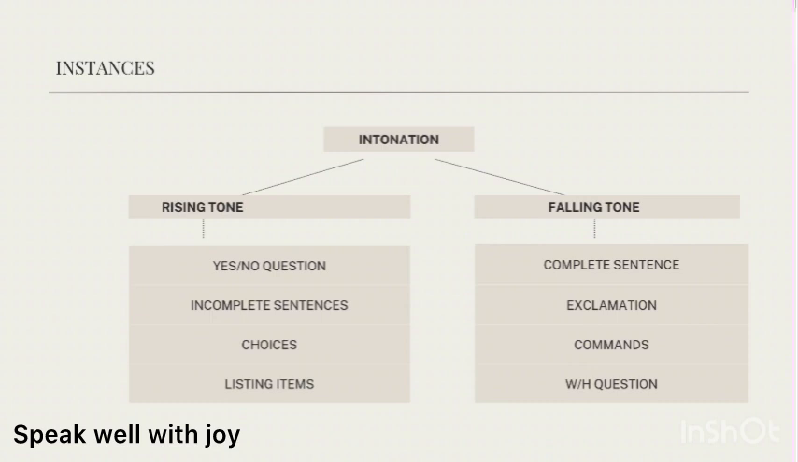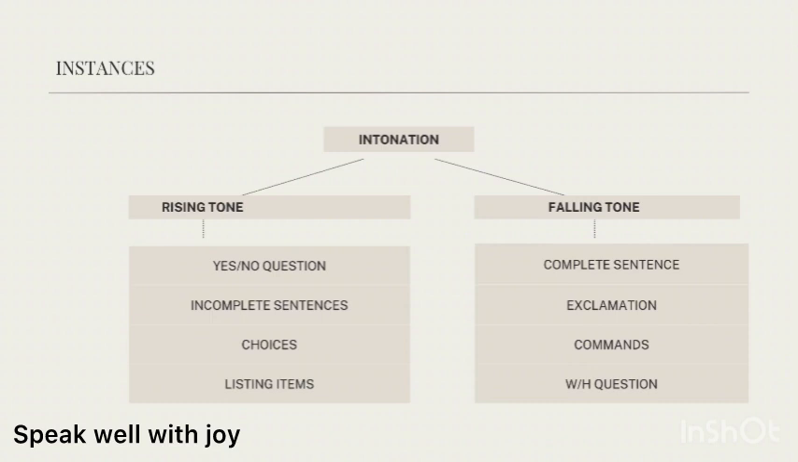And then the incomplete sentences, those sentences you have before a comma. Once upon a time, comma. When the party started, comma. These are incomplete sentences, and you have to rise while saying them because you still want to say something afterwards.